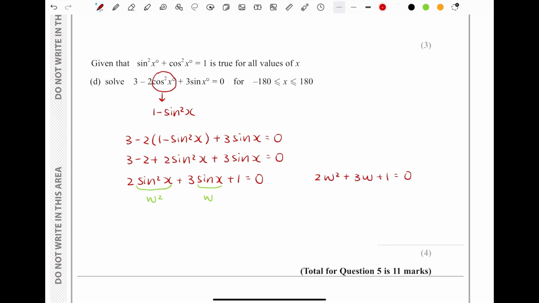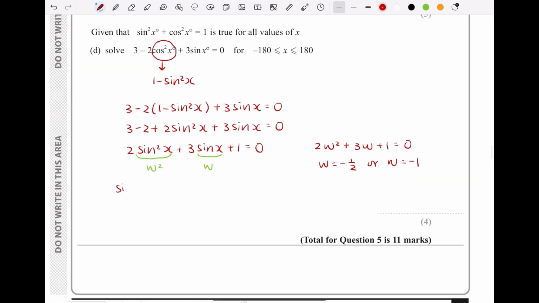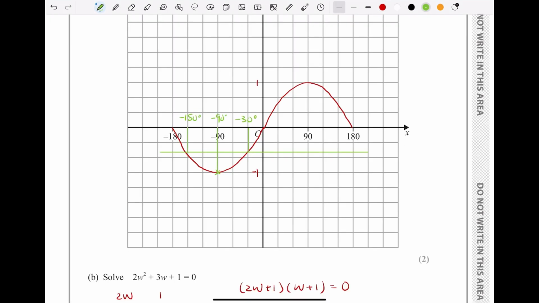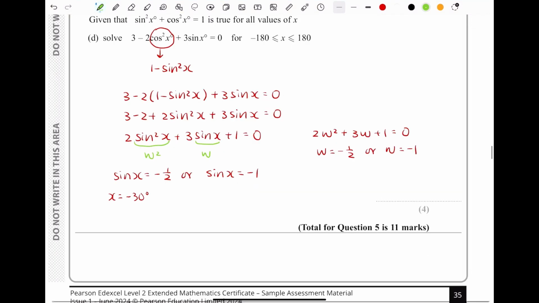This is what we solved in part B. From part B, we know w is negative a half or negative 1. So that means sine x is going to be negative a half or negative 1. Okay, so by using calculator, we can work out first x value is negative 30. By using our graph in part A, we know that negative 150 is also one of the answers. And sine x is negative 1 when x is negative 90. Therefore, our final answer is going to be negative 30, negative 150, and negative 90.